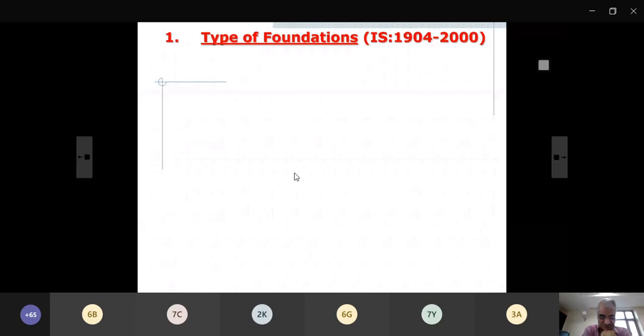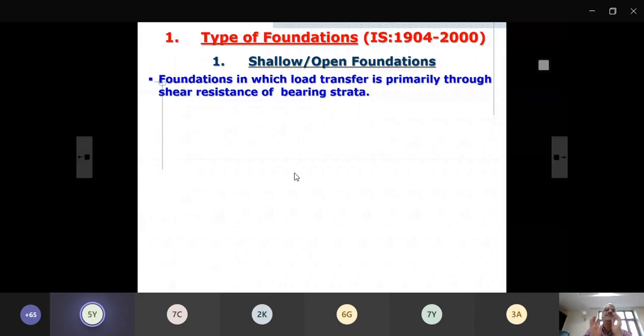The depth of a foundation upon width is less than 1. That is so, but it can be even 1.1 also. So the significance of overburden pressure over the foundation. This is the definition as per the IS code.